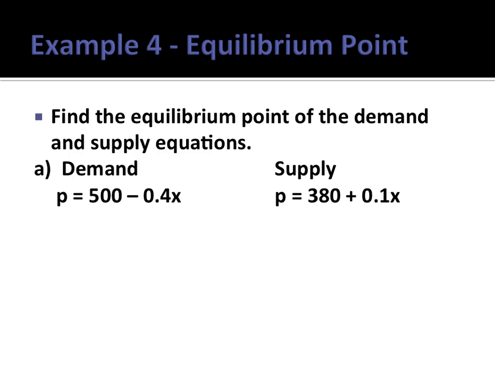Example 4 is equilibrium point. So the equilibrium point is similar to your break-even point, okay? But this time it's asking in terms of supply and demand. So demand is how bad people want things or how many people want to buy an item, and supply is how much you have of that item. The ideal is an exact match.